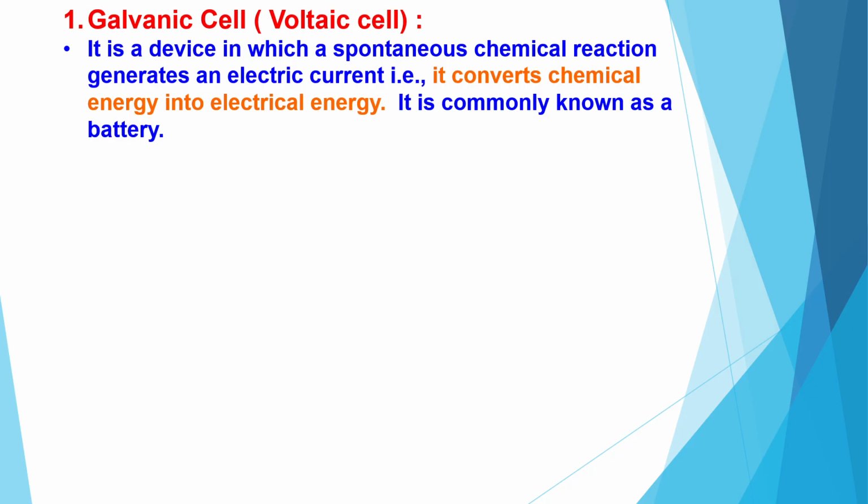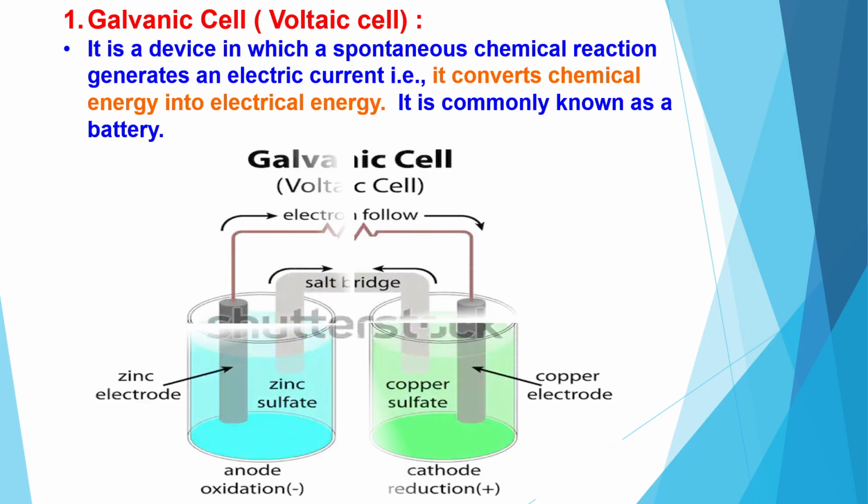Galvanic cells are those in which a spontaneous chemical reaction generates an electrical current. That is, it converts chemical energy into electrical energy. So it is commonly known as a battery. And that's the picture of a galvanic cell, in which we are taking two different containers. The right container has copper sulfate solution and a copper rod is dipped into it. In the left container, we have zinc sulfate solution and a zinc rod is dipped into it.